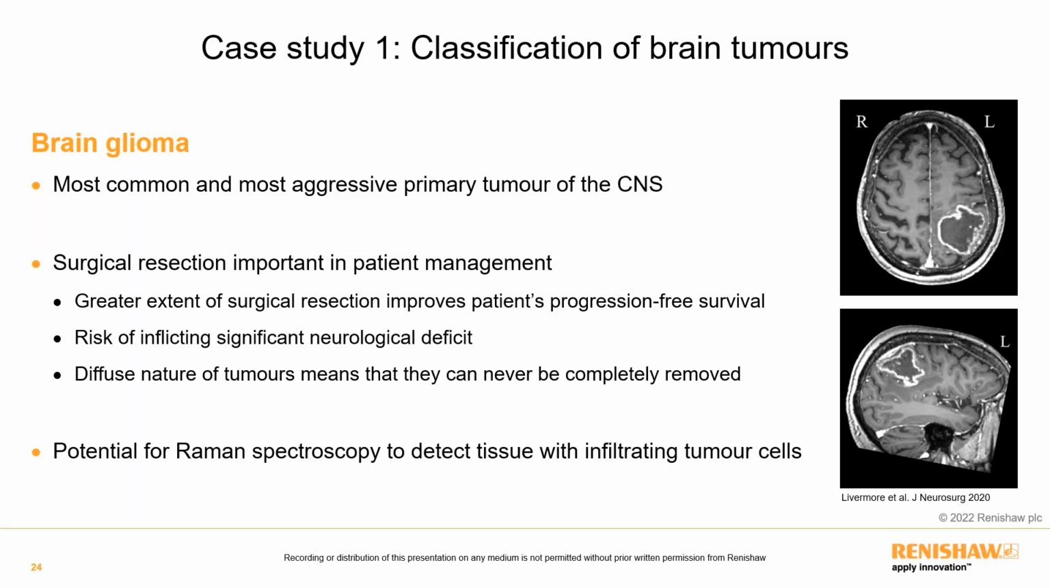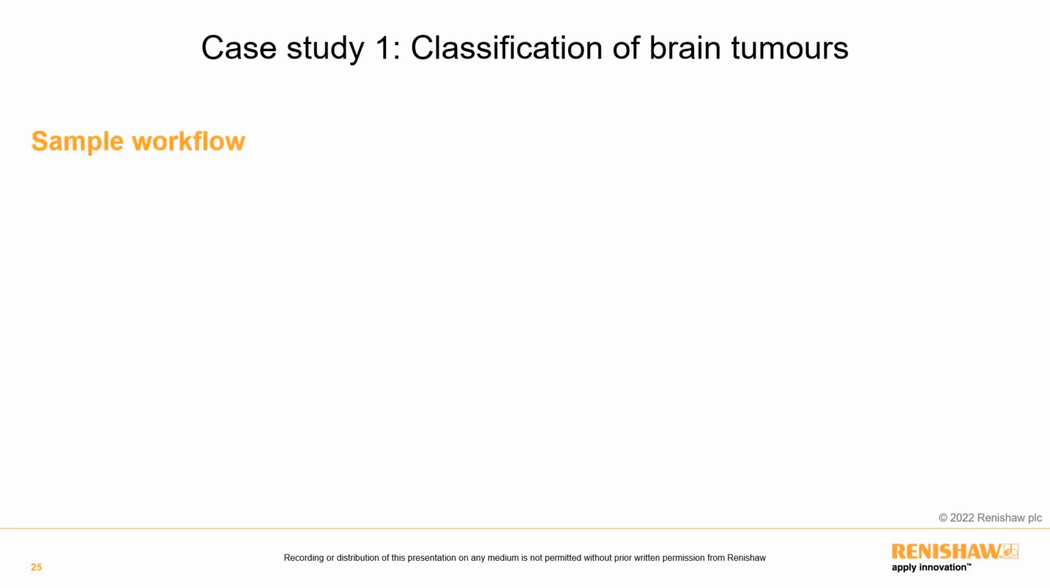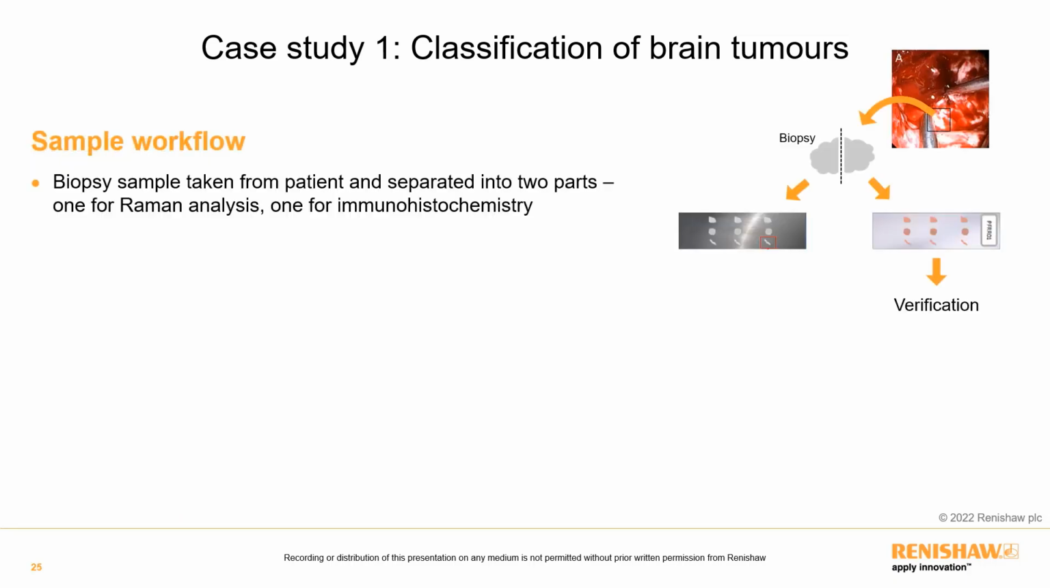Importantly, as Raman does not require extensive sample preparation, analysis can be performed in fresh tissue samples. A sample workflow was first established for analysis of biopsy tissue by Raman spectroscopy. Biopsy samples were surgically removed from patients with and without brain tumours. The biopsies were first separated into 2 equivalent parts.